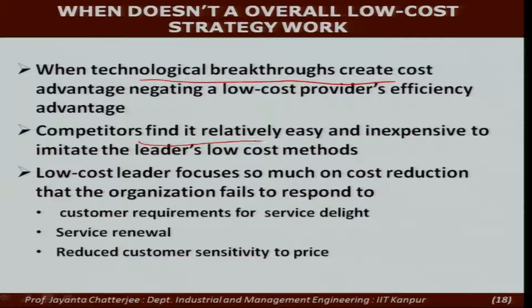So, it happens very often in, say, technology intensive services where a new technology obsoletes the old cost structure, and mobile telephony, etc. We have often seen this is happening. So, if competitors find it relatively easy and inexpensive to imitate the leader's low cost method, then also this is not a very good strategy.